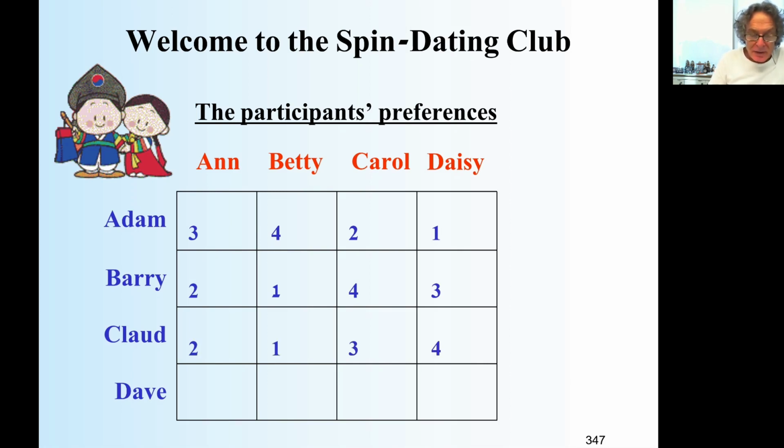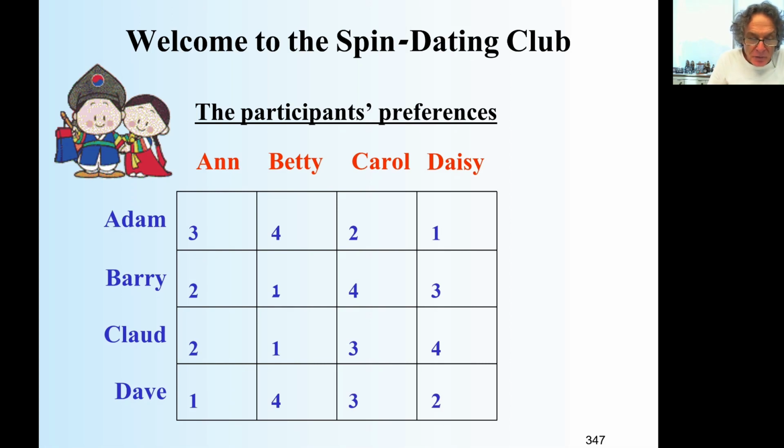Claude also likes Betty number 1, and also Anne number 2, but between Carol and Daisy, he prefers Carol over Daisy, while Barry prefers Daisy over Carol. Last, Dave, what is his preference? Okay, he likes Anne the most, then Daisy second, then Carol third, and then Betty fourth. These are the preferences of the boys.